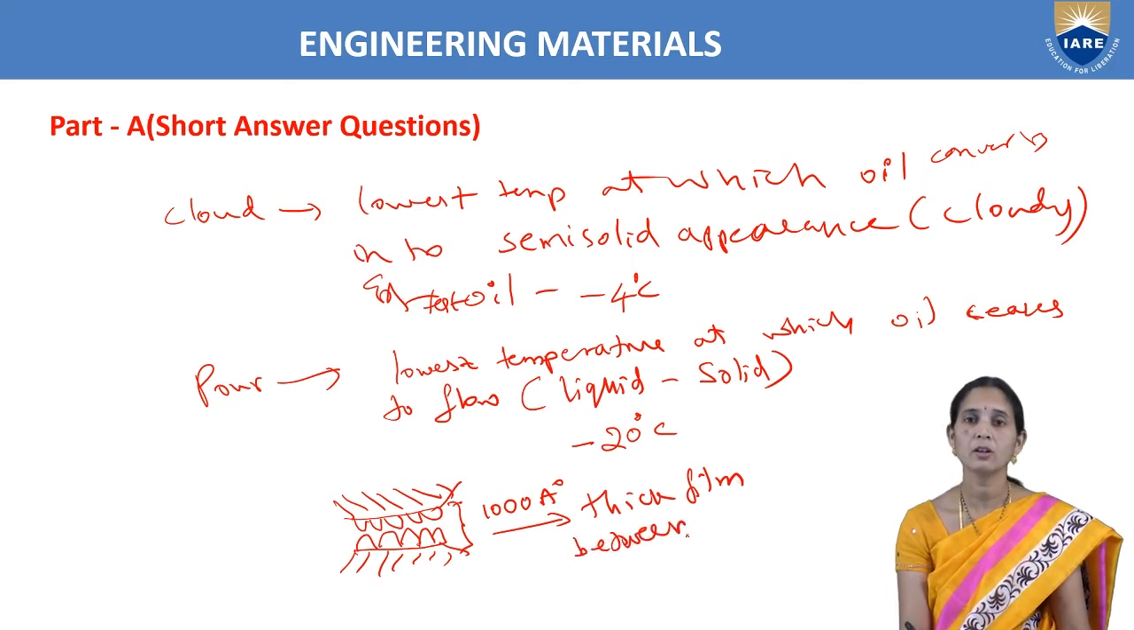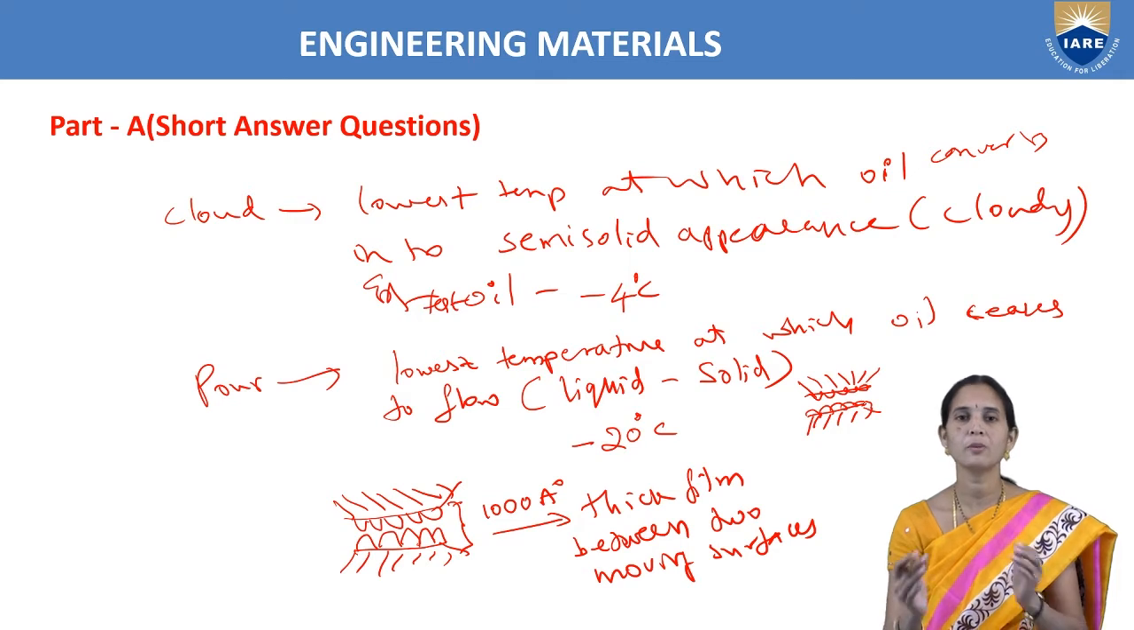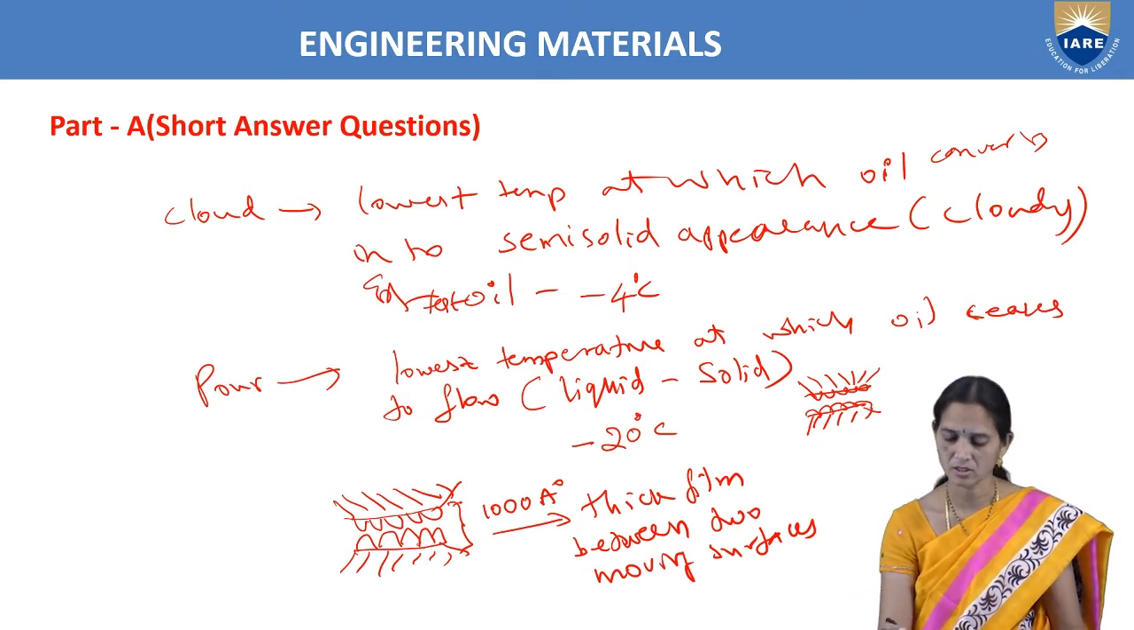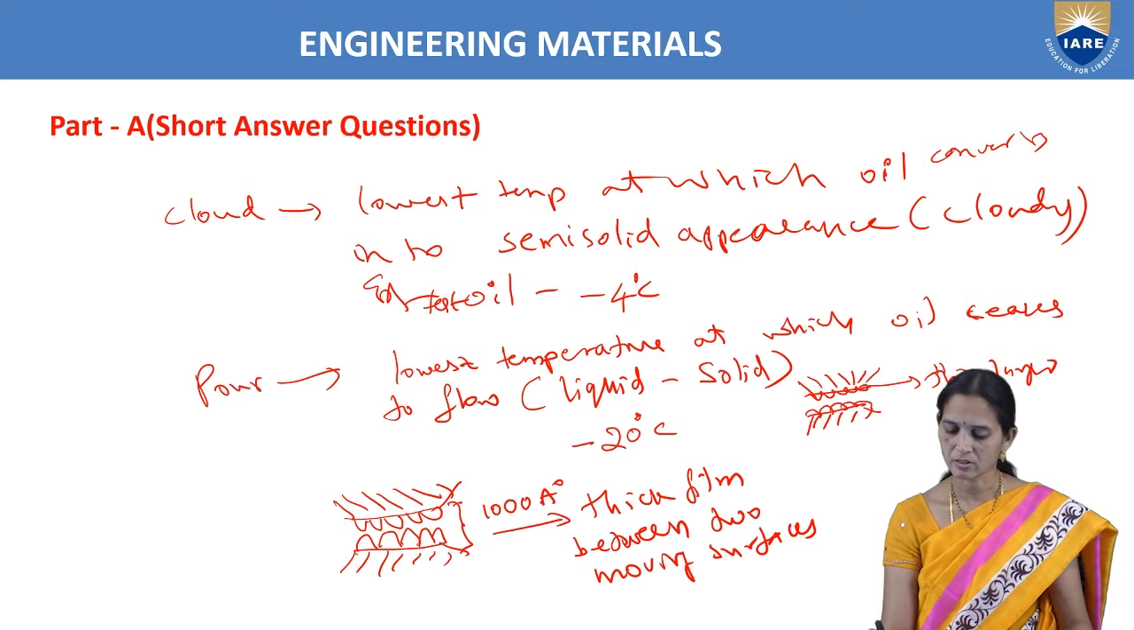So what is thin film? Between the two moving surfaces, it is called boundary lubrication. The film or layer is formed at the boundaries of the moving surfaces. At boundaries, a thin layer is formed.